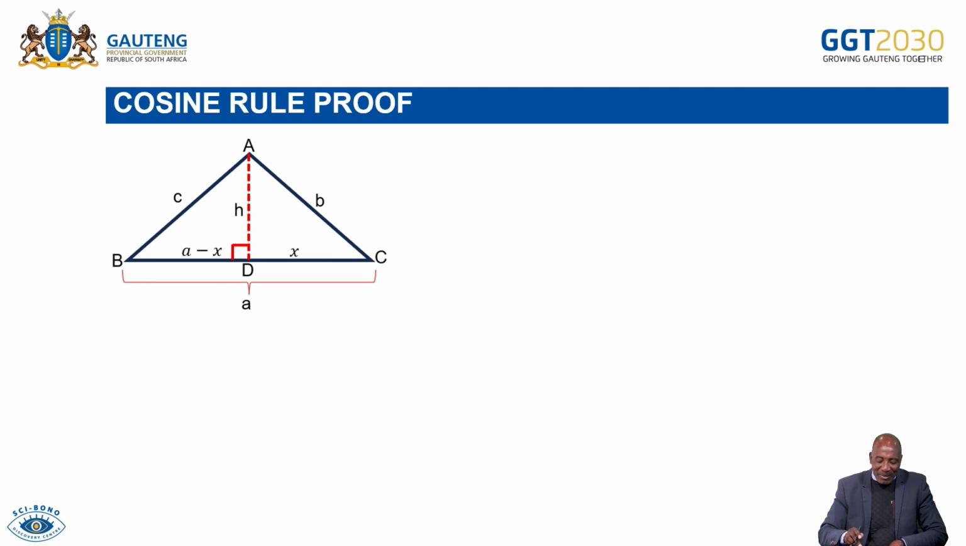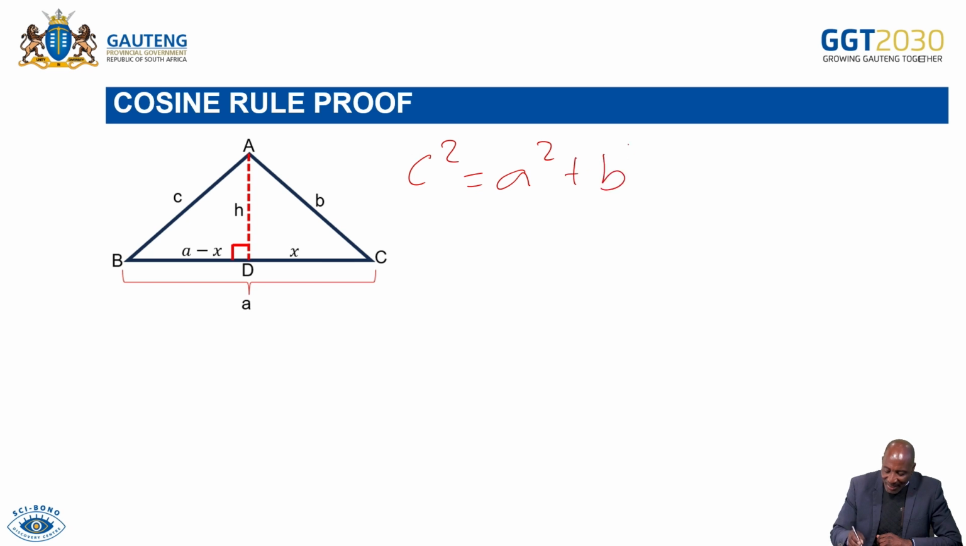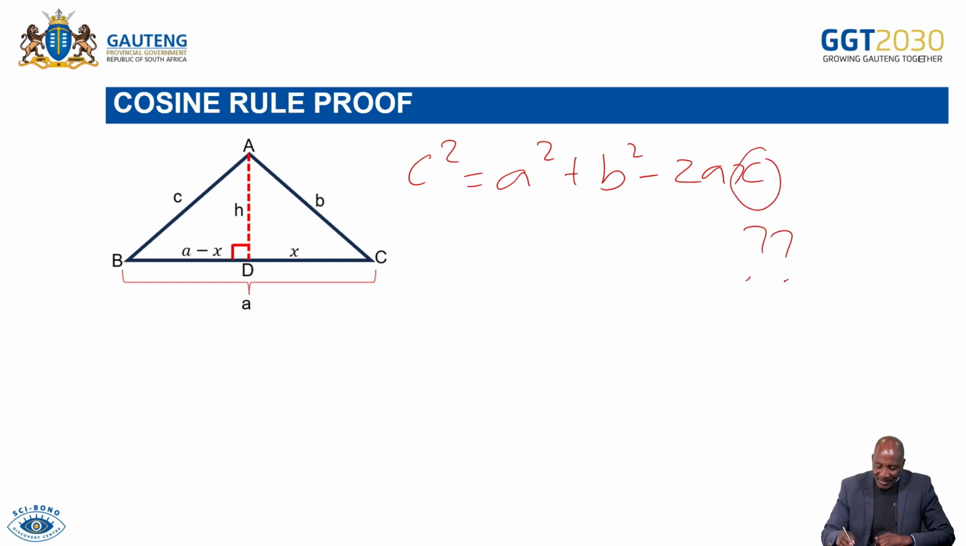Then there is a problem there. We now have C squared equals A squared plus B squared minus 2AX. We have to get rid of this X so that we have no X. Remember, it's us who introduced that X. Let's get rid of that AX. How do we get rid of AX? We focus on triangle ABD.